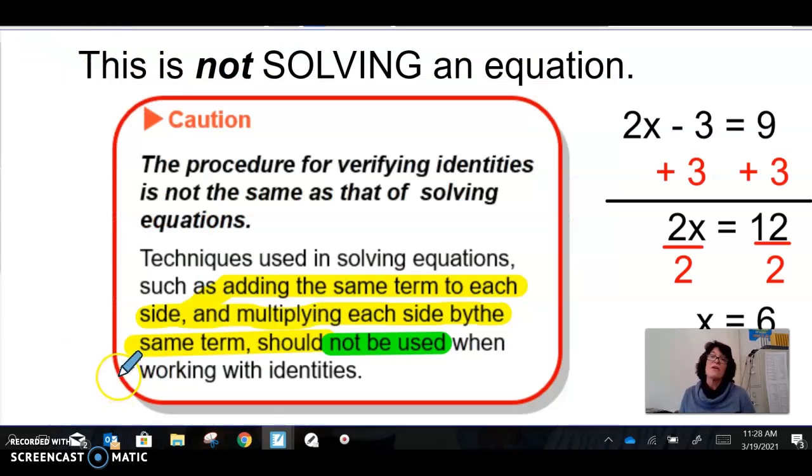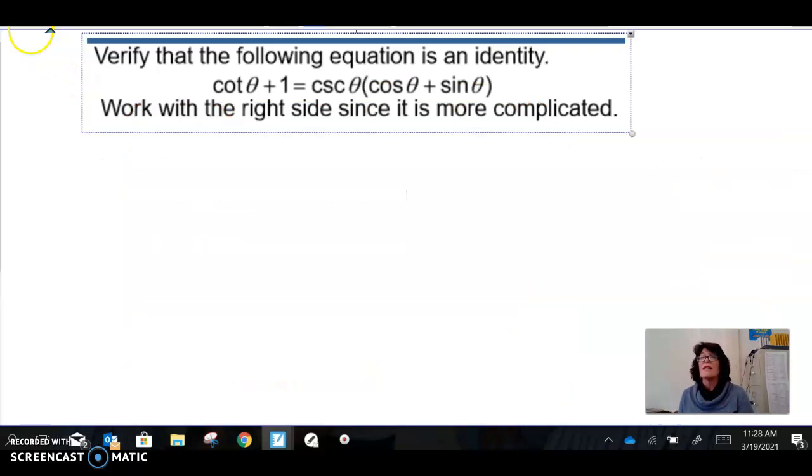Caution, this is not solving an equation. When I solve an equation, I'm trying to find the x that will make this thing true. So I'm assuming that the left side does equal the right side, and that allows me to add 3 to both sides and divide by 2. Here we're trying to prove it, we don't know if they're equal or not. So you cannot add the same term to each side, and you can't multiply the same term to each side. You do not do that when working with identities. You just start with a side and you don't do anything to the other side. You just keep manipulating this side until it turns into the other side.